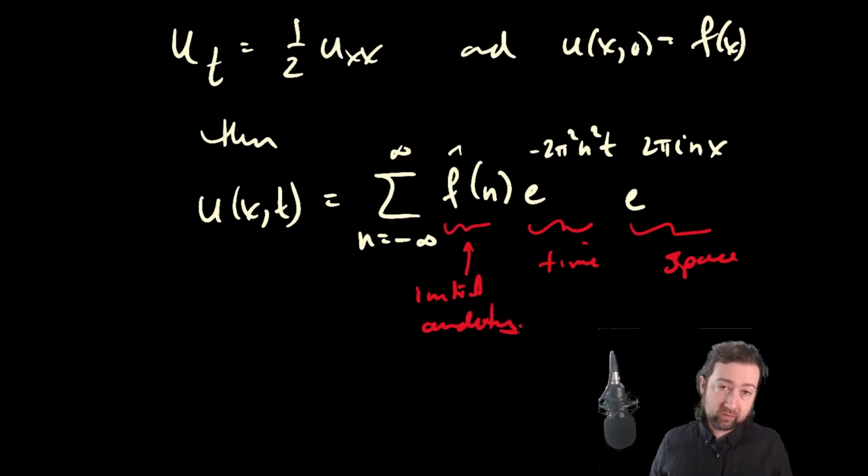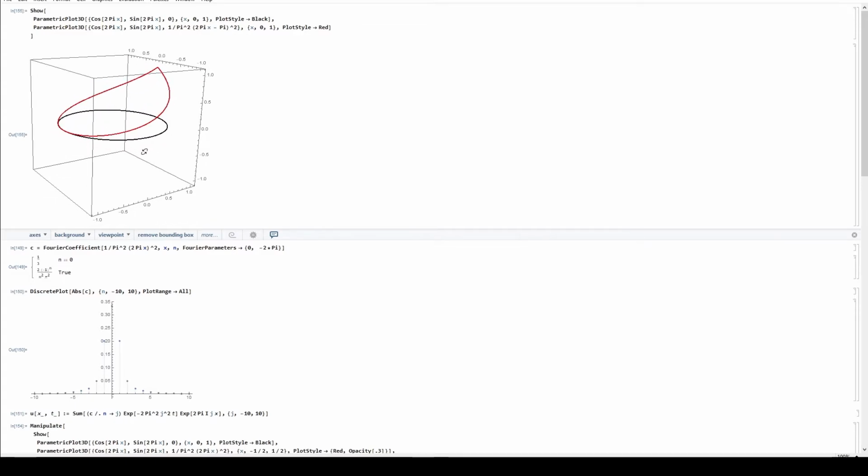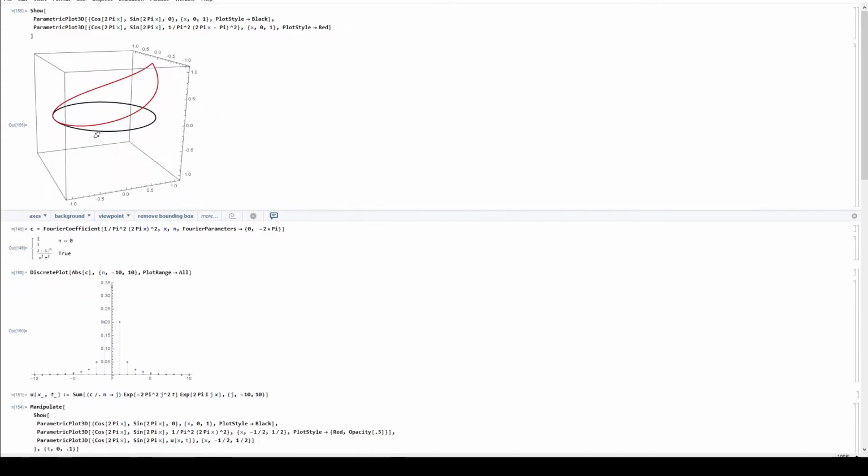Now, what I'd like to show you is what this actually looks like when you model this with mathematical software. So it's not just some abstract formula, but something you can actually use to compute. This is a demonstration that I did in Mathematica. And what we're looking at here is this black ring that I've drawn in 3 dimensions, which is supposed to represent the ring that we're doing our computations on.